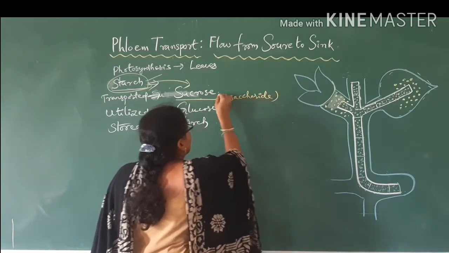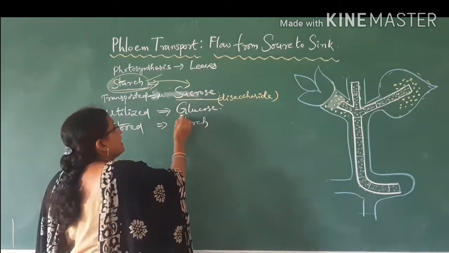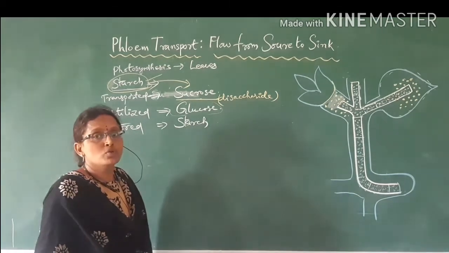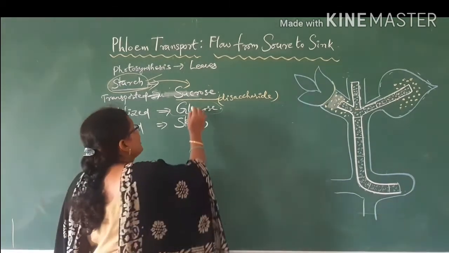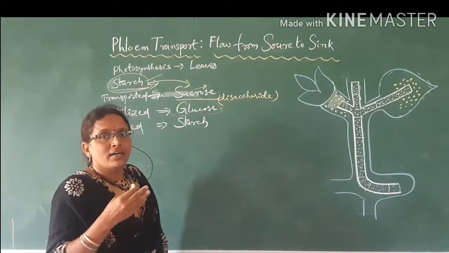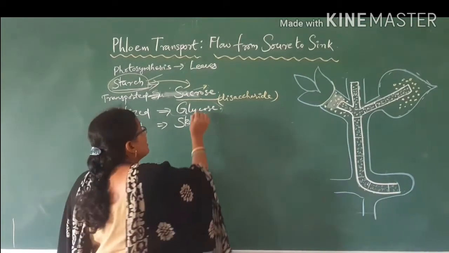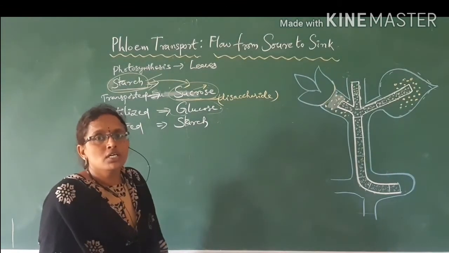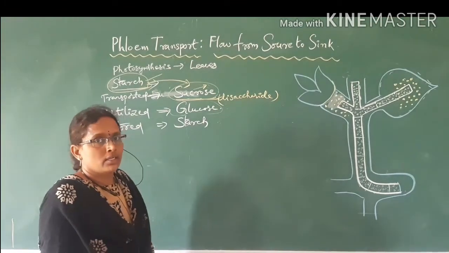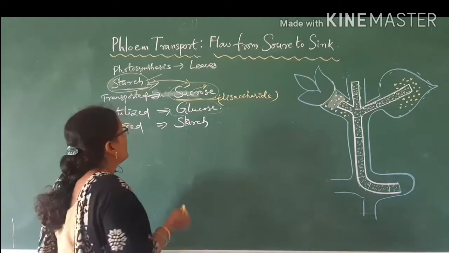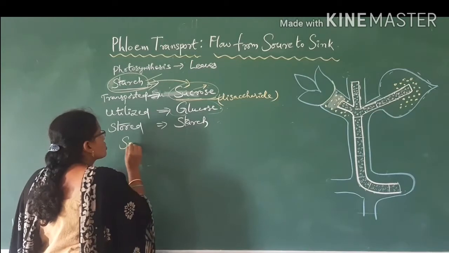And why is this sucrose not converted into glucose and transported in the glucose form? The simple reason is it is inert. It is not going to react with other elements. So that is the reason food is transported in the phloem in the form of sucrose only. So food is transported from source to sink.